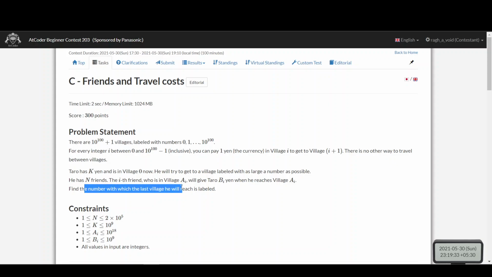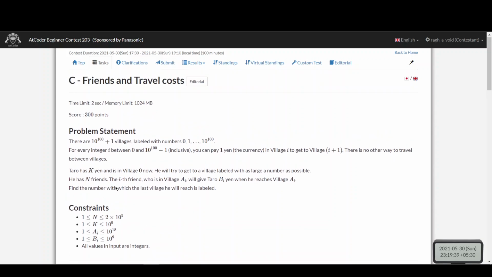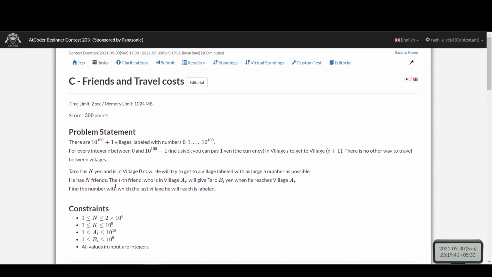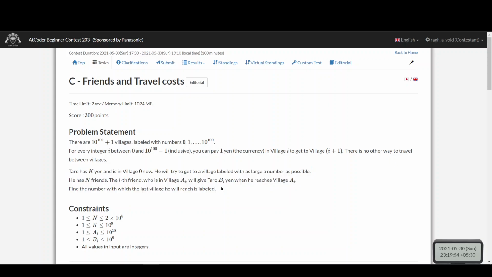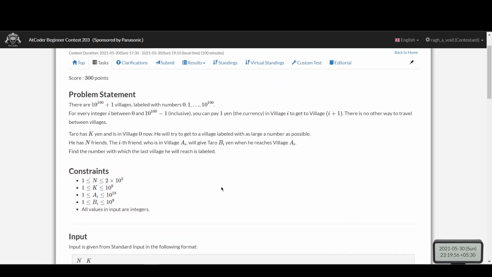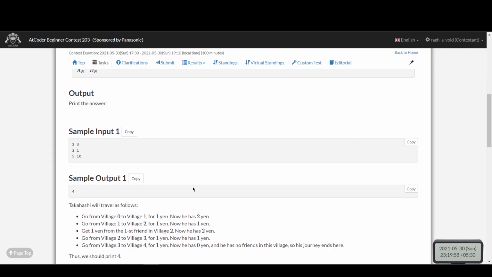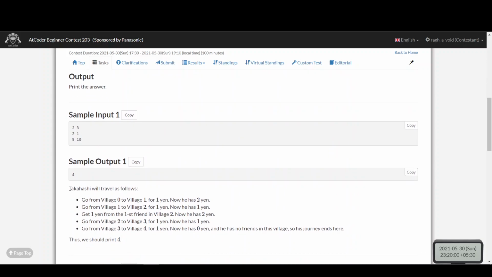Now we had to find the last village he can reach, that is the maximum value of i, where he can reach and can't visit the next village, because obviously he would not have enough money to move to the next village. So we have to tell till what village he can go before exhausting all his money. So that was all about the question. Let's just see the sample test cases. They have also explained how it all went.